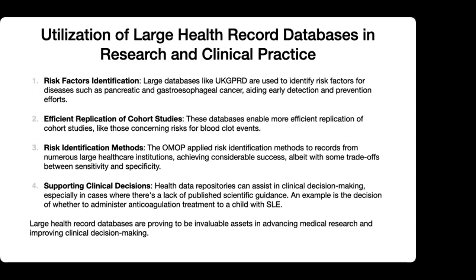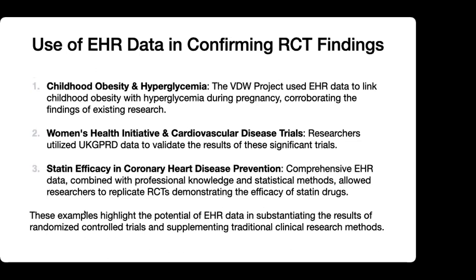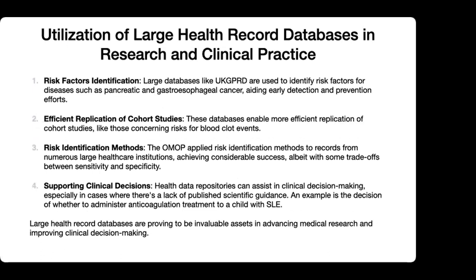So large databases of health records, like for example the United Kingdom General Practice Research Database, the UK GPRD, are being utilized to accelerate research. They are being used to determine risk factors for diseases like, for example, pancreatic or gastroesophageal cancer, and to replicate cohort studies about risk for blood clot events more efficiently.